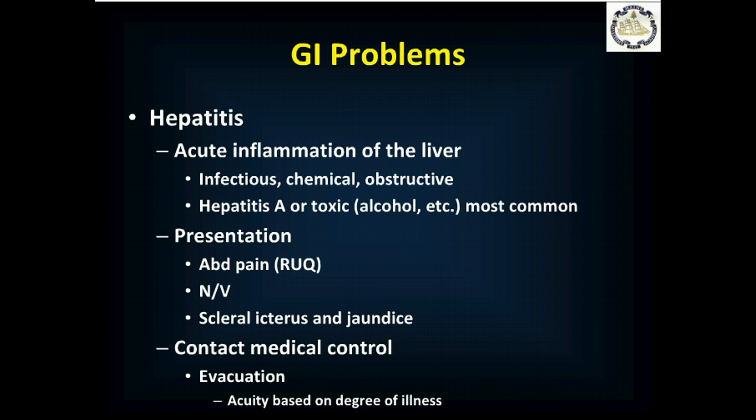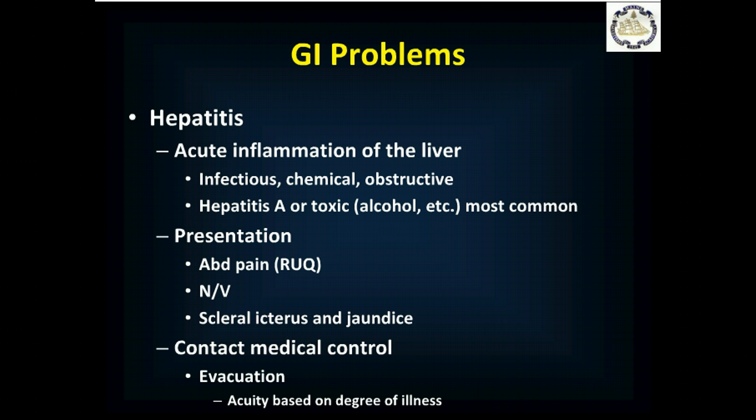Hepatitis is another common cause of GI problems. What hepatitis is, it's acute inflammation of the liver, and it can come from any number of causes: infection, chemical or toxic exposures, or obstruction from gallstones. So the most common are hepatitis A or toxic hepatitis from alcohol. Hepatitis A is from the hepatitis A virus. The toxic issues, obviously, are self-explanatory.